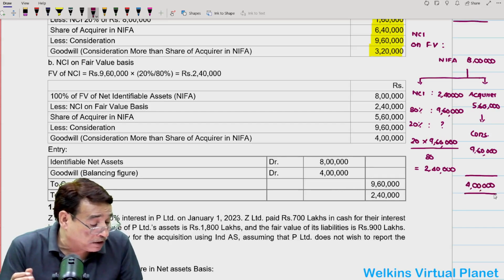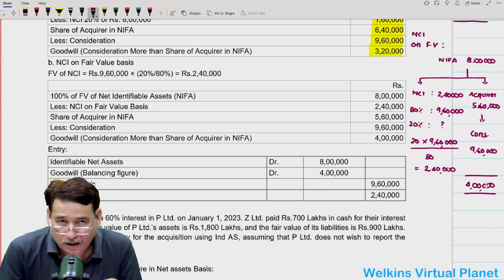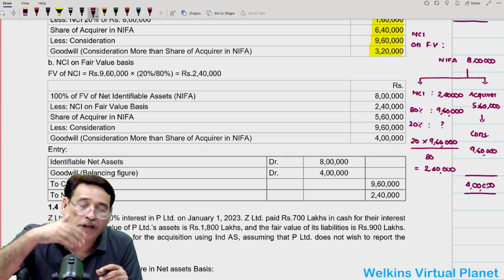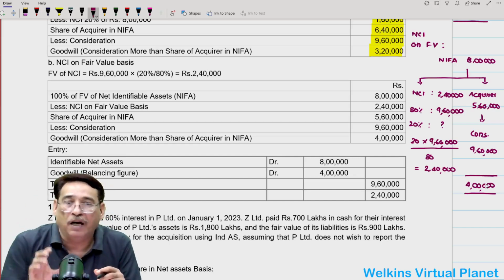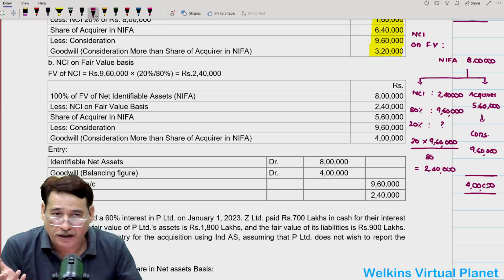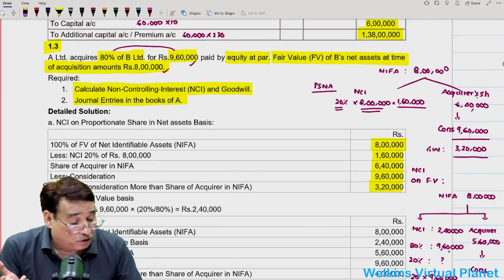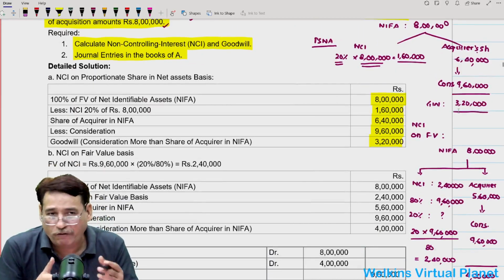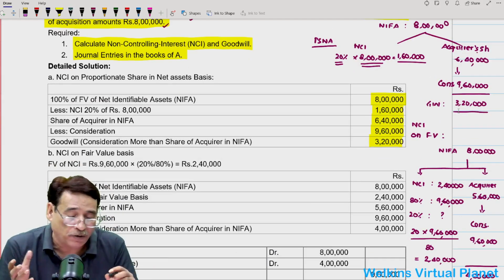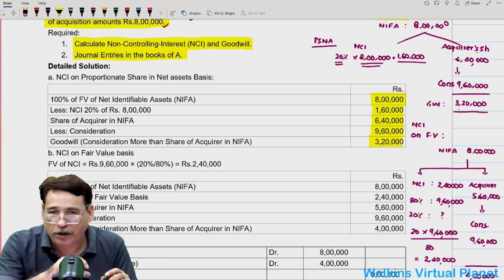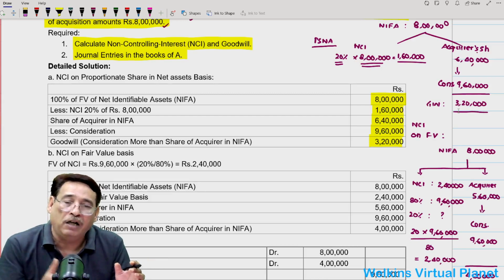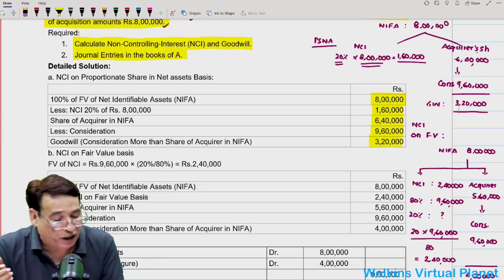So quite obviously when I take NCI at fair value, the amount will be different from the one which I got when I valued NCI on proportionate share of net assets basis. Some of you might wonder, sir, we are getting two different answers. Obviously, when we follow two different approaches, we will get two different answers, no doubt about that. But when we dig deep into the concept, we'll find that both these different methodologies lead us to the same results. I will prove that.